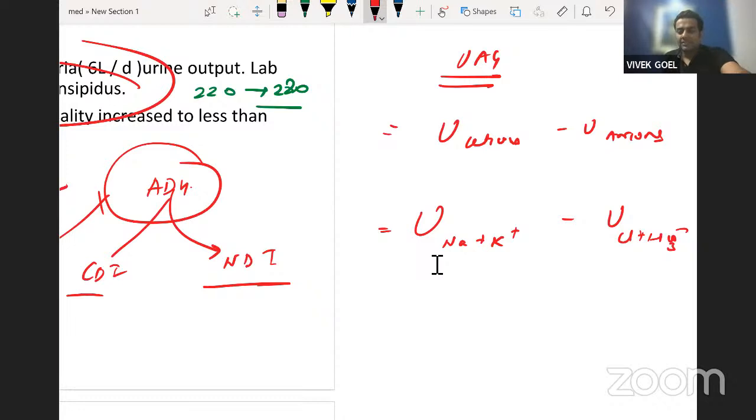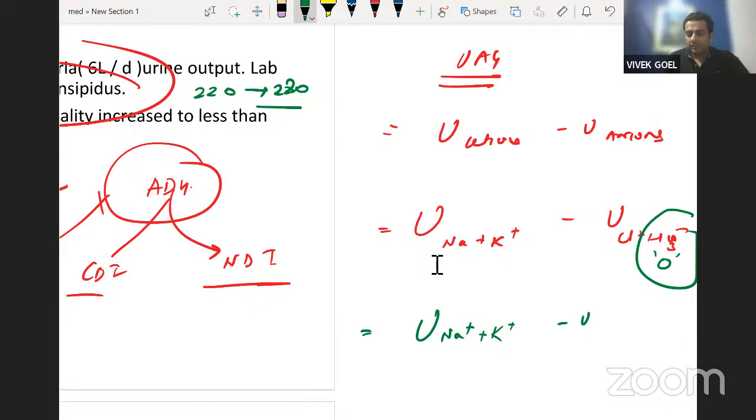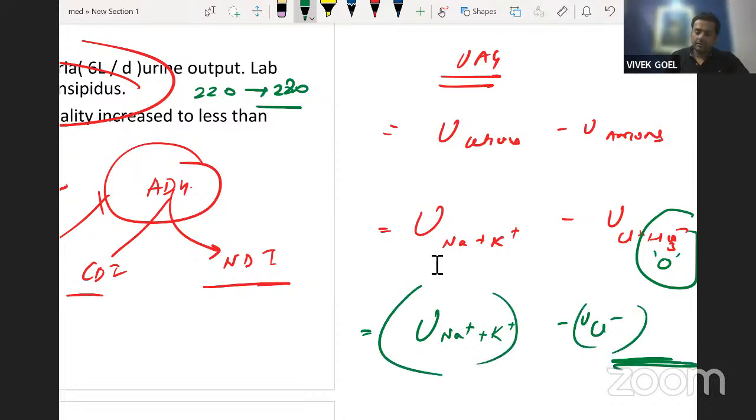In normal circumstances, the urine excretes zero bicarbonate. There is zero bicarbonate in the urine. That is why we do not count it. So we have simplified the formula: urinary sodium plus potassium minus urinary chloride. So if bicarbonate was there, that is the right answer. If bicarbonate is not there, then also it is the right answer. Am I clear? Because despite being there, it does not make any difference to the answer.